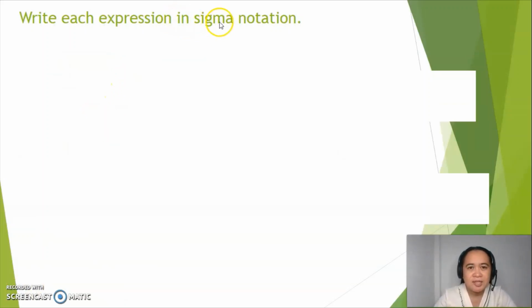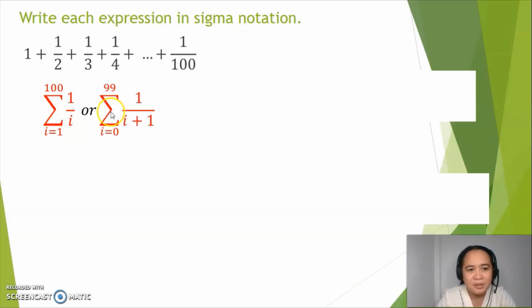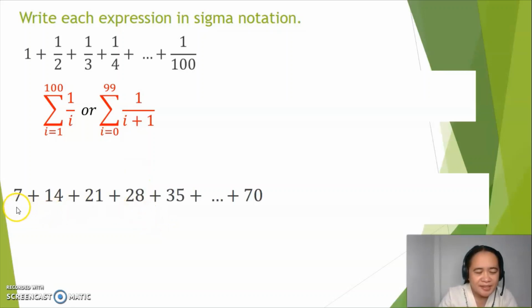Write its expression in sigma notation. So we're given here 1 plus 1/2 plus 1/3 until 1 over 100. So with this one, we can easily write the sigma notation as the summation of 1 over i, where i started from 1 until 100. Or we can rewrite this to the summation of 1 over i plus 1, where i starts from 0 until 99.